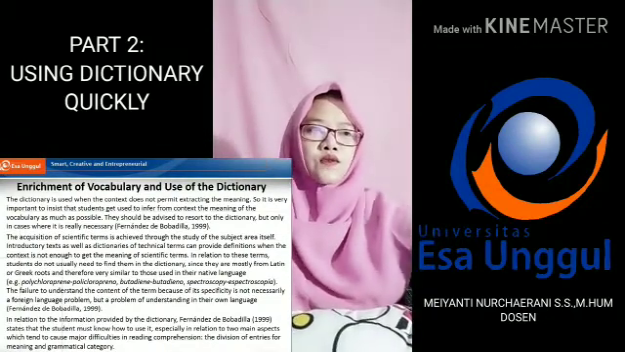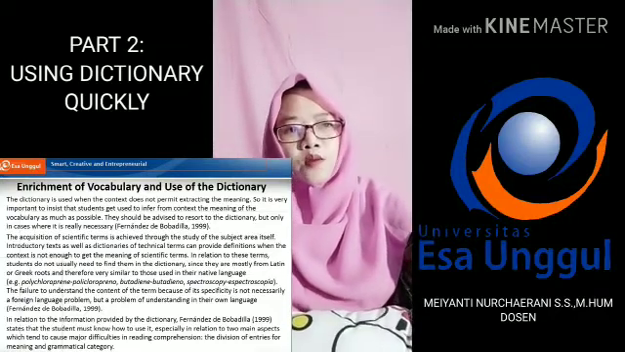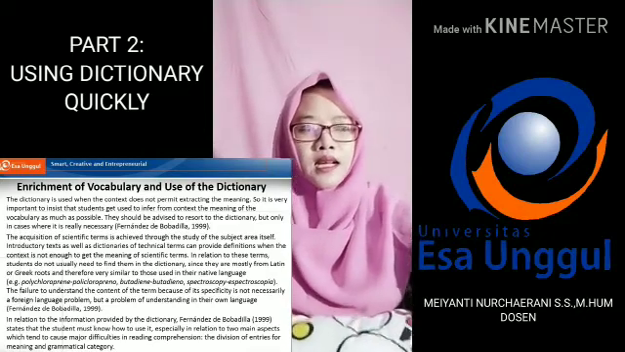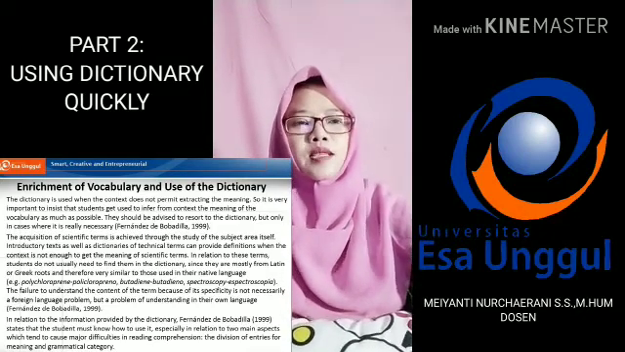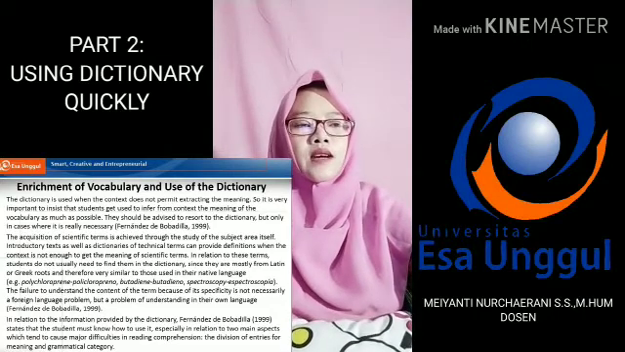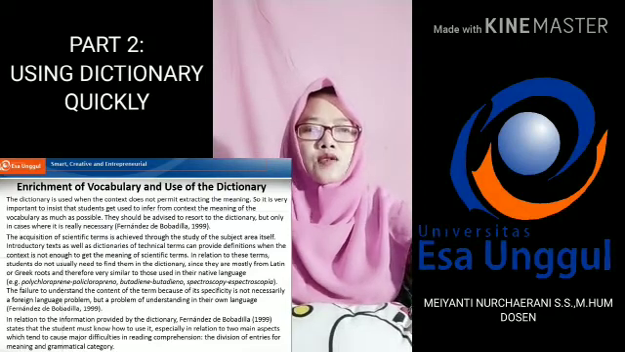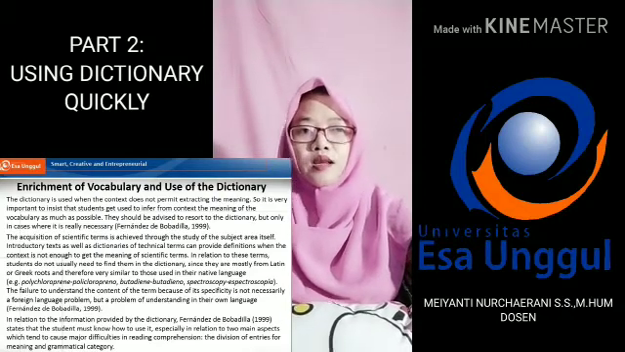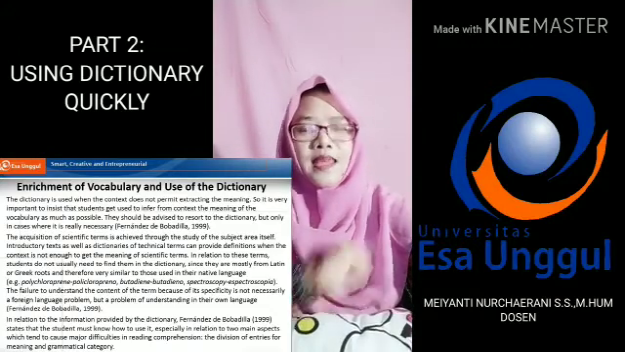The dictionary is used when the context doesn't permit extracting the meaning. So it is very important to insist that students get used to inferring from context the meaning of the vocab as much as possible. They should be advised to resort to the dictionary, but only in cases where it is really necessary, based on Fernandez de Bobadilla in 1999.